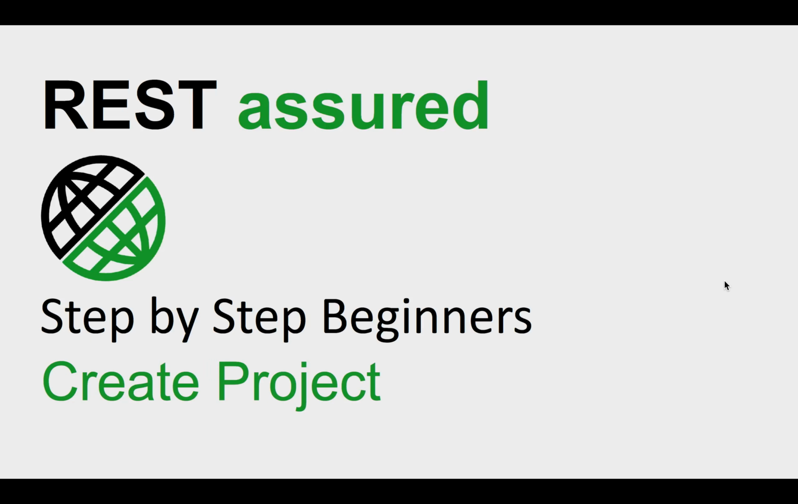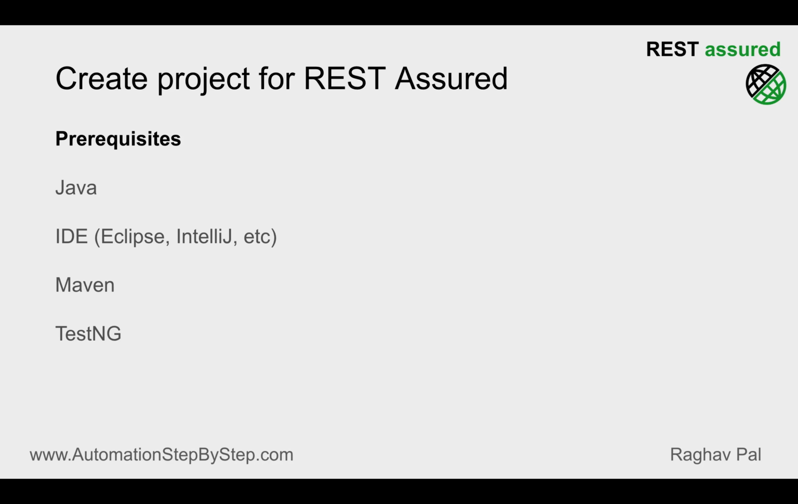In this session, we will start creating our first project for Rest Assured. In the last session, we have already seen the prerequisites. So we should be having Java on our system and some IDE like Eclipse, and then Maven and TestNG we will install later.